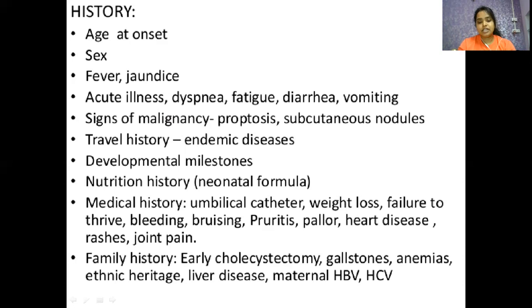So family history is also important. Family history is early cholecystectomy, gallstone, anemia, ethnic heritage, and liver disease, maternal hemoglobin or HBV or HCV. It is important. So history taking is very important in hepatomegaly in children.